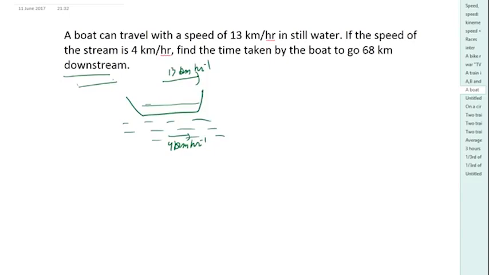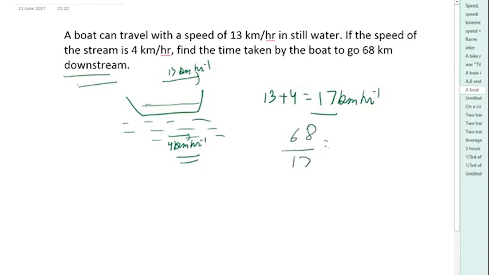I'm just digressing to a different topic, but what we mean here is the boat is at 13 km per hour, the stream is at 4 km per hour. So what will the actual speed of the boat be? It will be 13 plus 4 equal to 17. If it had been moving in the opposite direction, upstream, it would have been 9. And then if it has to travel 68 kilometers, it will just do 68 by 17, or it will take 4 hours to travel. So that's it. The question is easy. I just had it here to explain the concept.